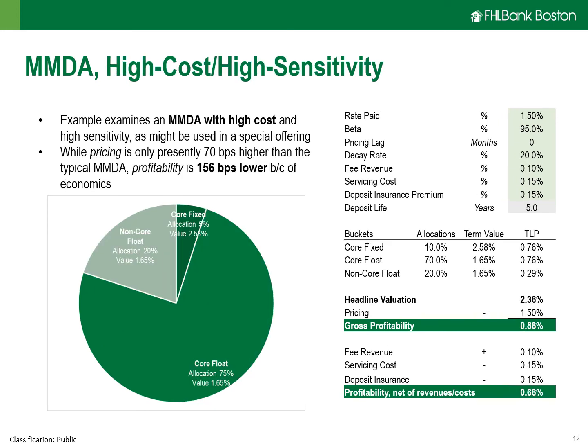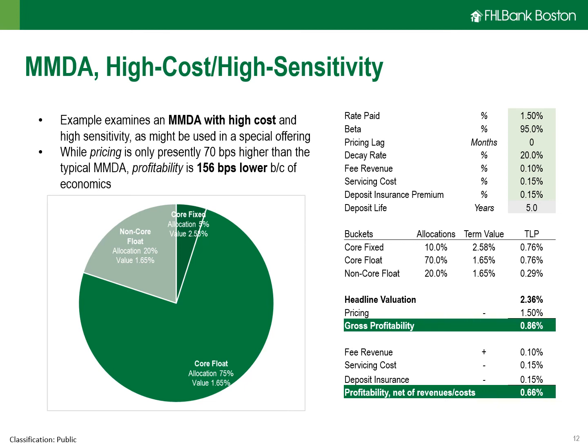Finally, let's take a look at the high cost, high sensitivity MMDA. And so this would be the type of product that might be introduced in an environment like this, where rates are rising quite rapidly and deposit volumes might be getting squeezed, and a depository might be saying, how do we fund the balance sheet most appropriately? Should we introduce a deposit special that has a really high rate?